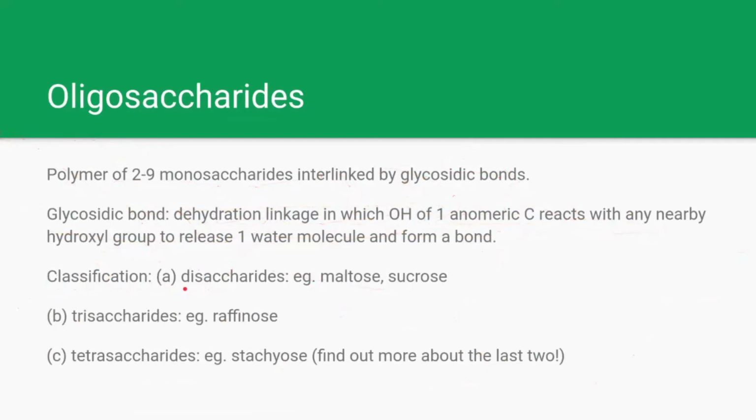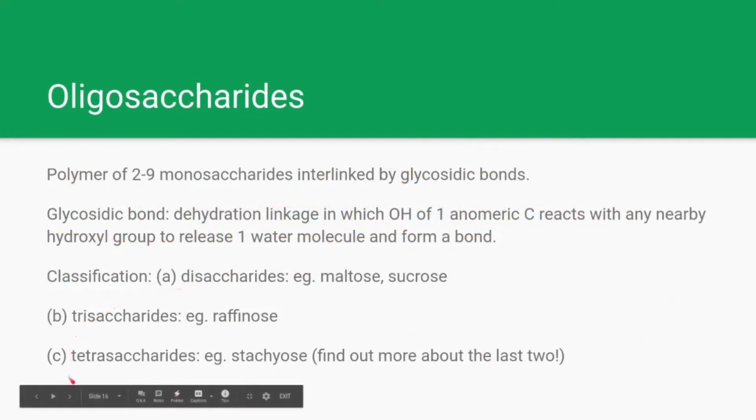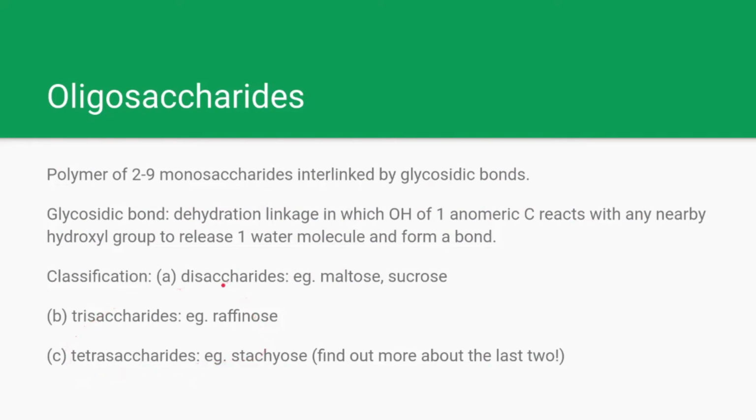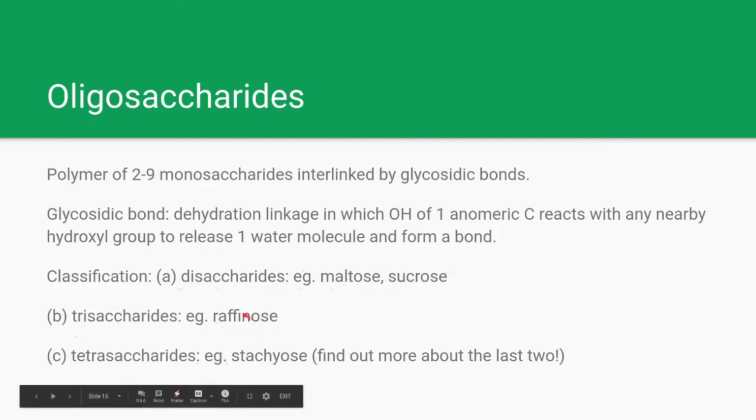So by nomenclature, you'd have disaccharides, trisaccharides, and tetrasaccharides. These are the most common 2 examples, maltose and sucrose. And then you have some few rare molecules like raffinose and stachyose. So if you do want to know more about them, you can search about them. That's actually your lecture homework.